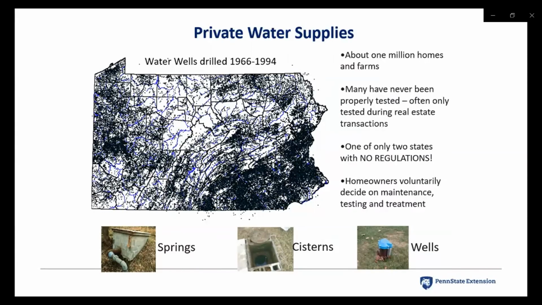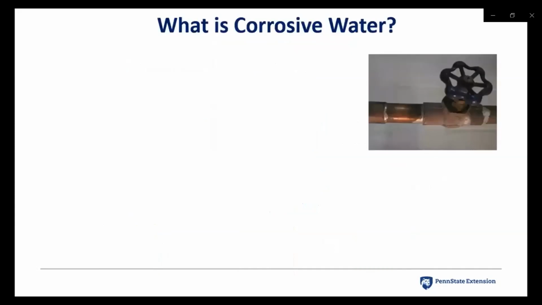And so for that reason, it really becomes very important for homeowners that have these water systems to voluntarily understand about the proper maintenance, including the testing and the treatment, and for example, just learning that they need to test for lead and copper and corrosive water and what to do when they do find that those things don't meet standards. So exactly what is corrosive water?